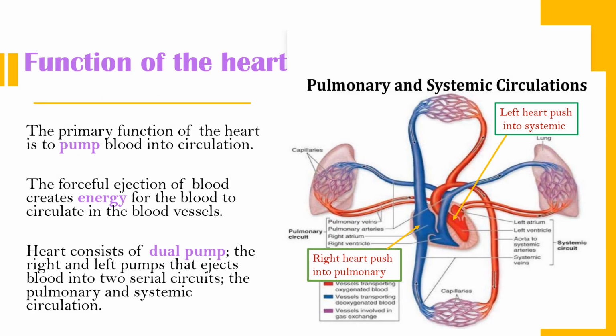Function of the heart. The primary function of the heart is to pump blood into circulation. The forceful ejection of blood creates energy for the blood to circulate in the blood vessels. The heart consists of a dual pump, the right and left pumps, that eject blood into two serial circuits, the pulmonary and systemic circulation. This figure shows that the right heart pushes blood into the pulmonary circuit while the left heart pushes into the systemic circuit.